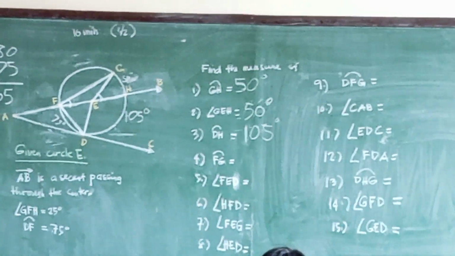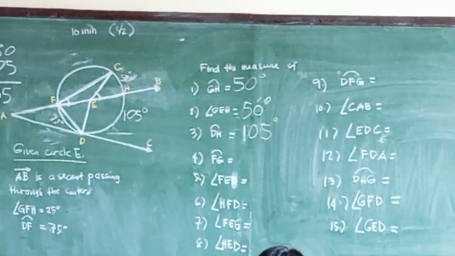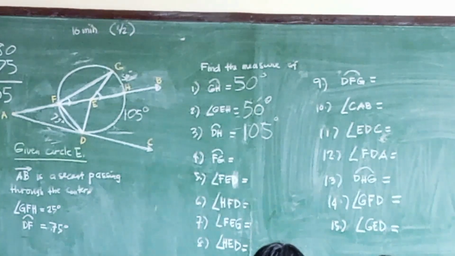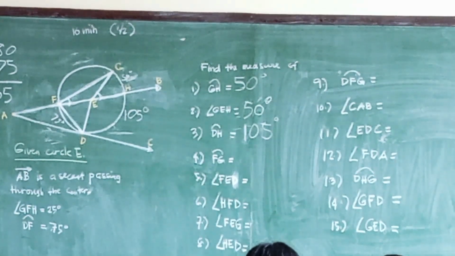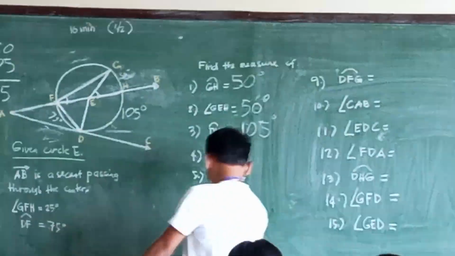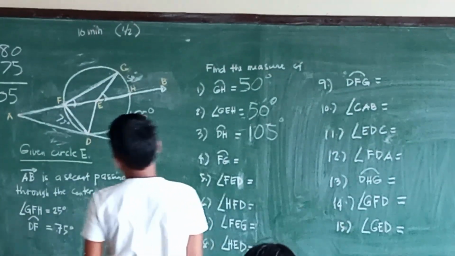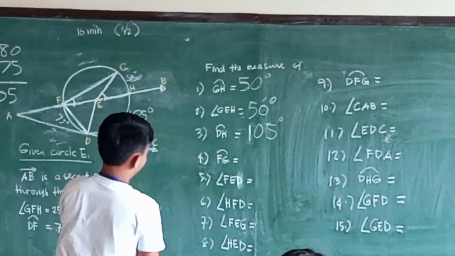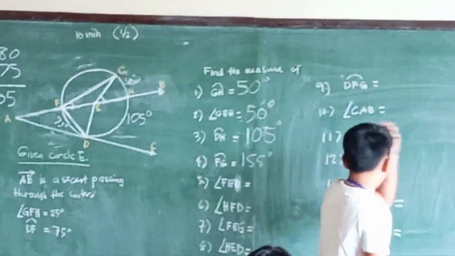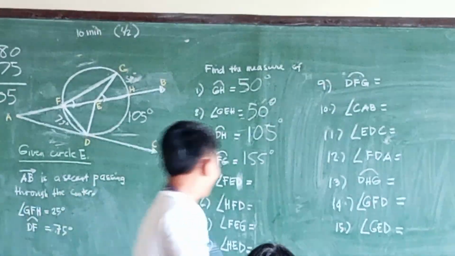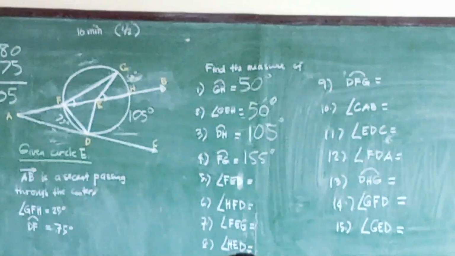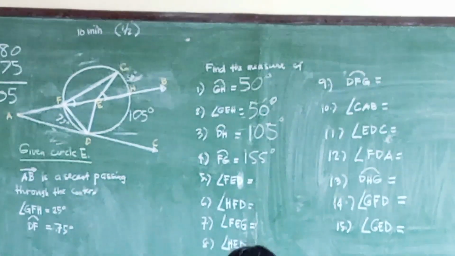What is your answer for number 4? Regan. What is your answer for number 4, Regan? That's arc FG. Where's arc FG? I'll give you 10 points for that, although that is not the required answer, Regan.